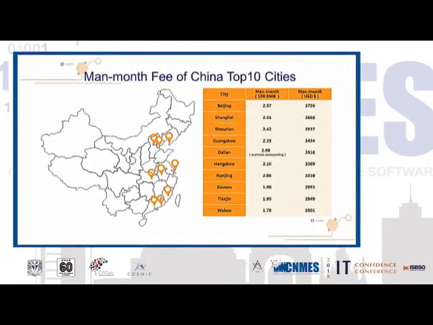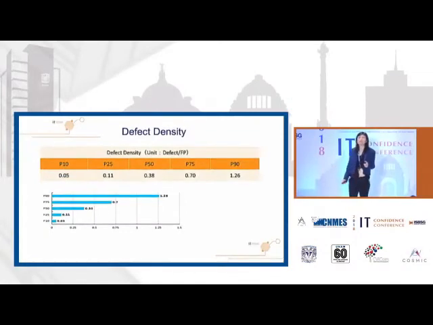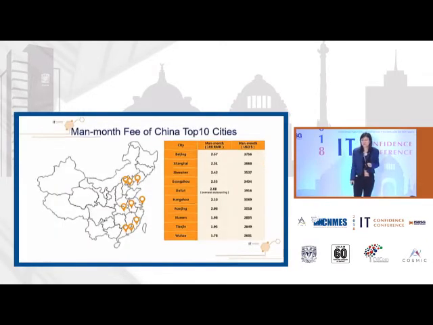And that is the defect density, you can see that. And we try to measure the defect density per functional point. And the average one is 0.38. And you can see that from the 10 percentile to the 19 percentile, each functional point we have 0.3 defects. Okay. And the last one is the AMMS fee of the China top 10 cities.